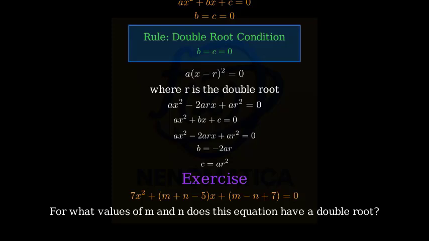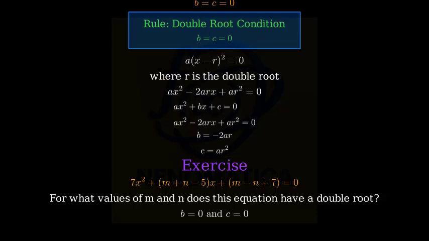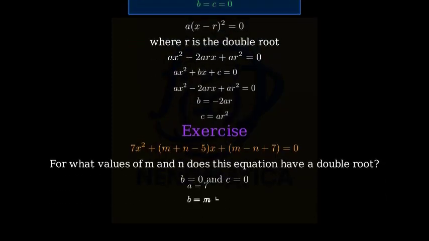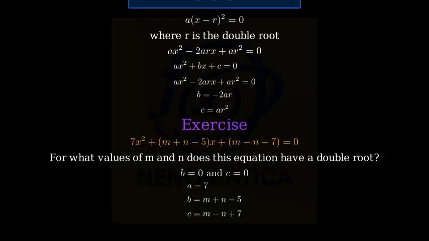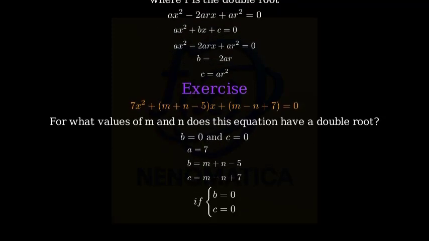Let's solve this step by step. According to our rule, for a quadratic equation to have a double root, we need b equals 0 and c equals 0. From our equation, we can identify that a equals 7, b equals m plus n minus 5, and c equals m minus n plus 7. Now, let's apply our double root condition.